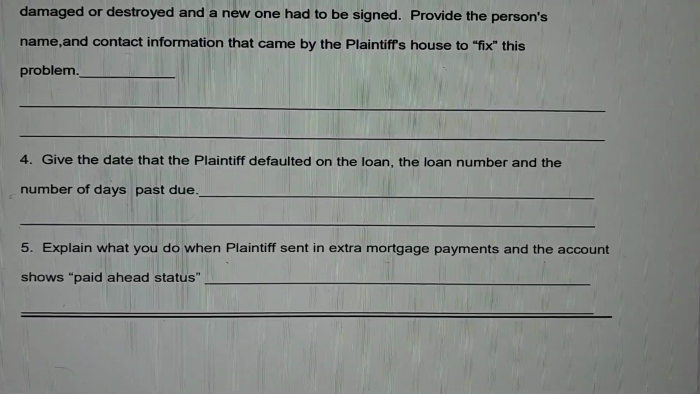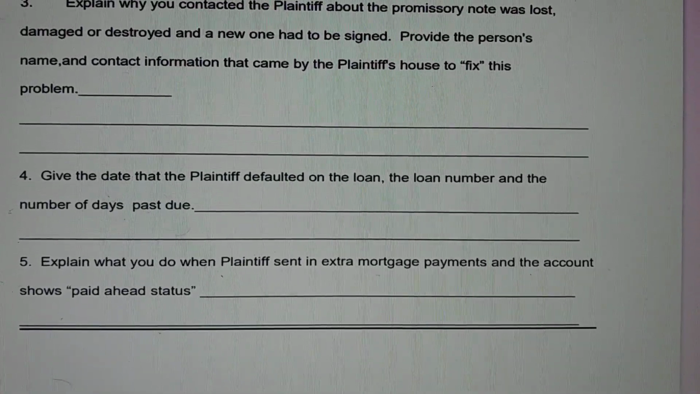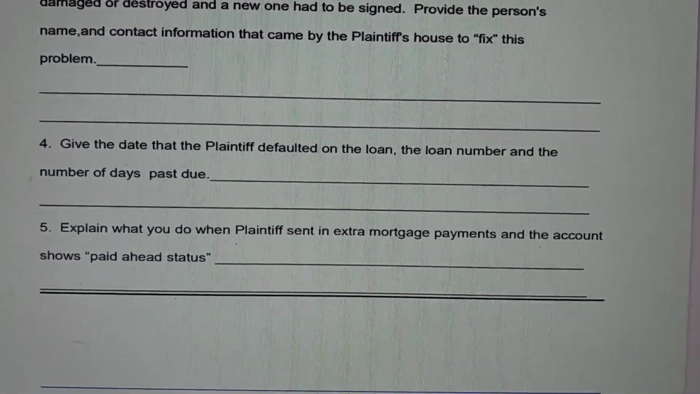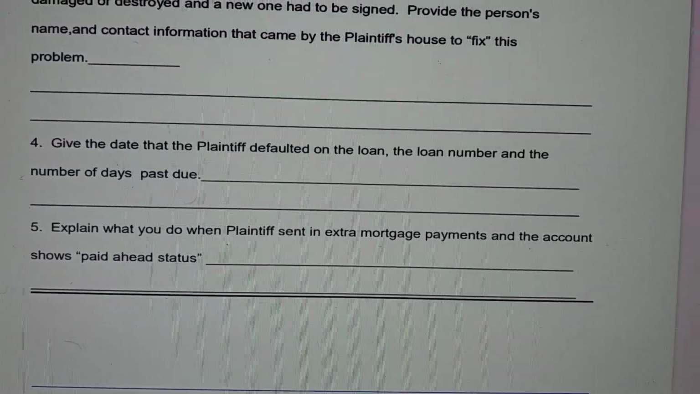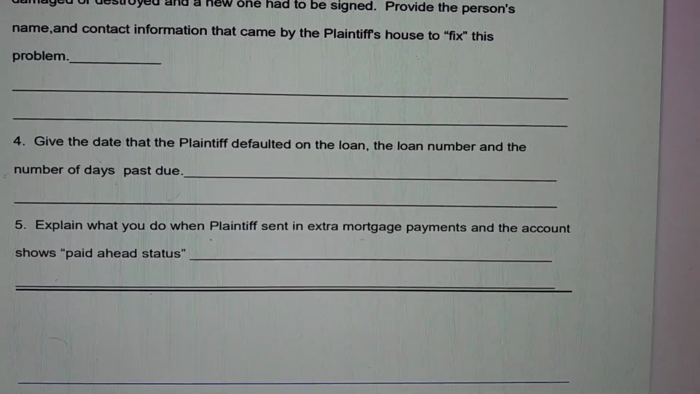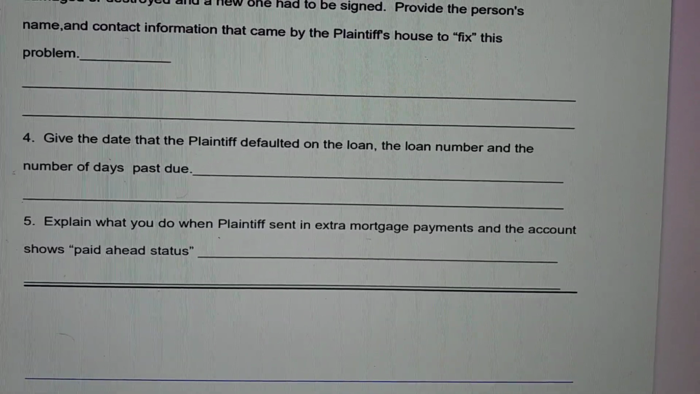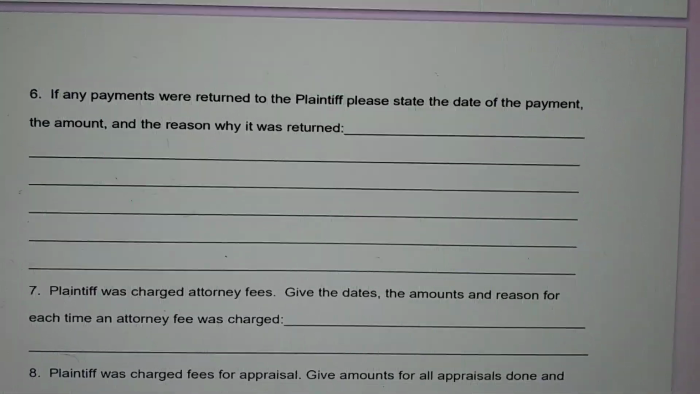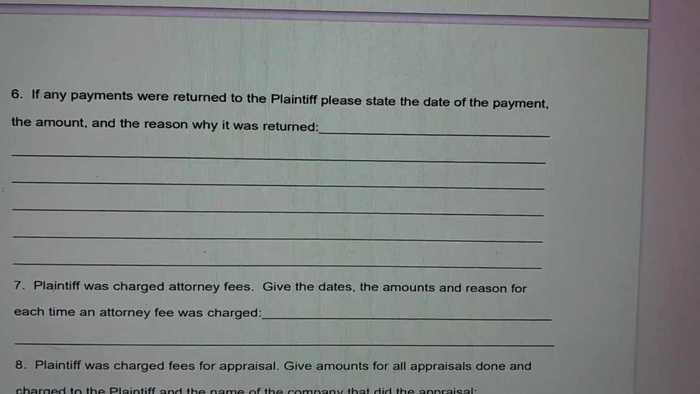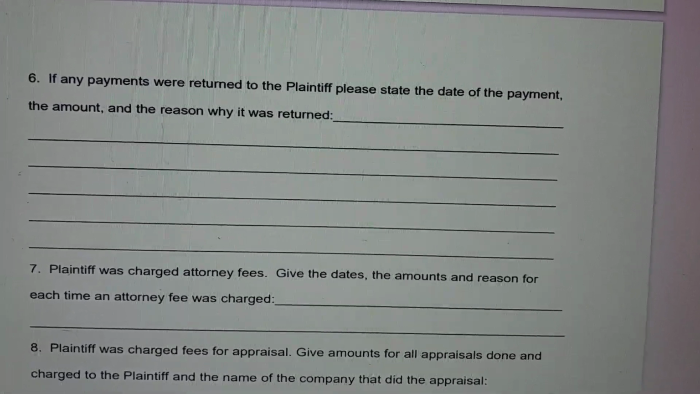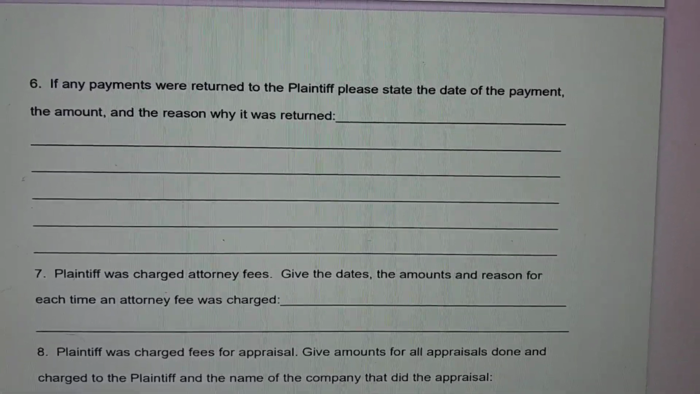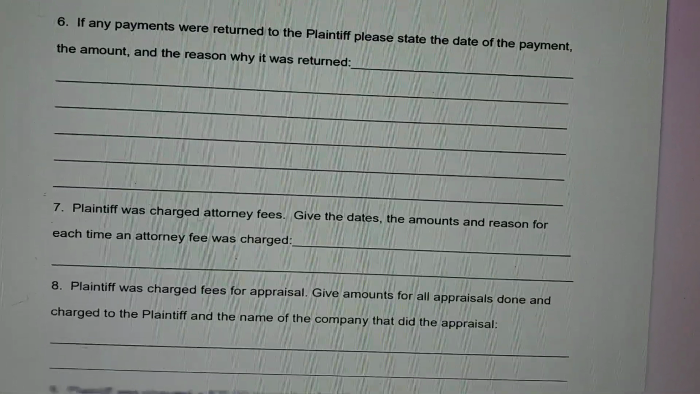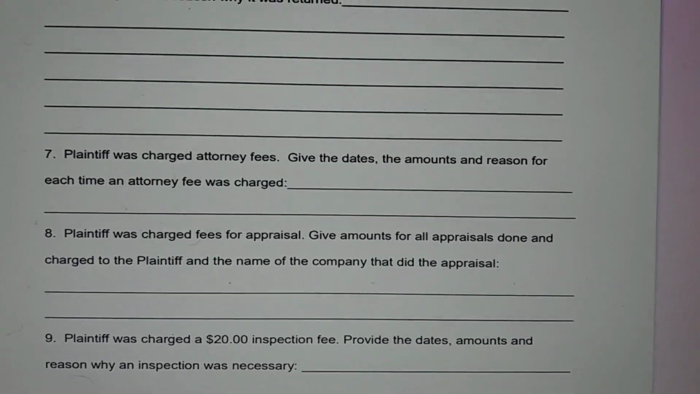Number 4 is give the date that the plaintiff defaulted on the loan number, and the number of days past due. Number 5, explain what you do when the plaintiff sent in extra mortgage payments and the account shows paid ahead status. Number 6, if any payments were returned to the plaintiff, please state the date of the payment, the amount, and the reason why it was returned. Number 7, the plaintiff.